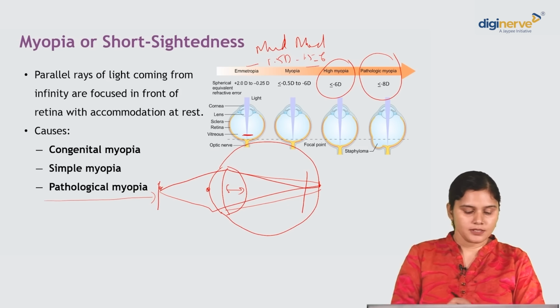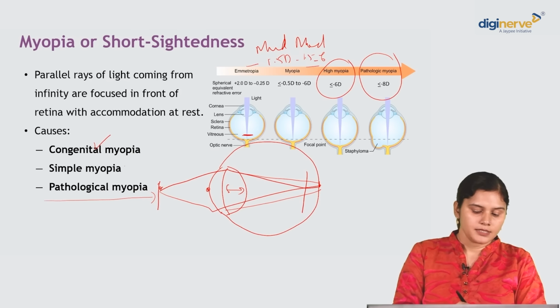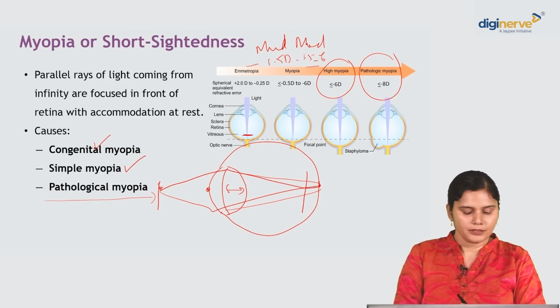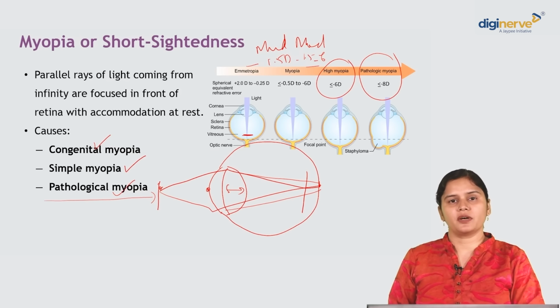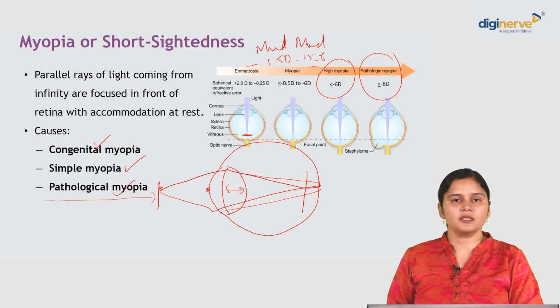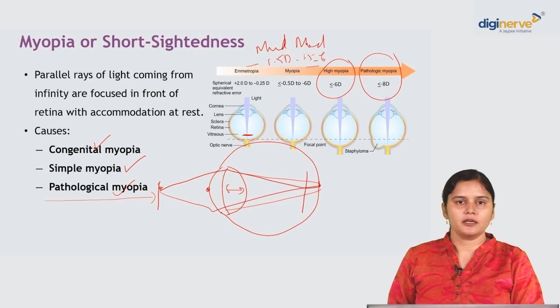According to the causes, it can be congenital, simple myopia or pathological myopia. Simple myopia is when there are no changes in the fundus that can lead to permanent visual loss in a person. But pathological myopia is when there are changes in the fundus that may lead to poor vision eventually in a person because of excessive elongation of the eye.